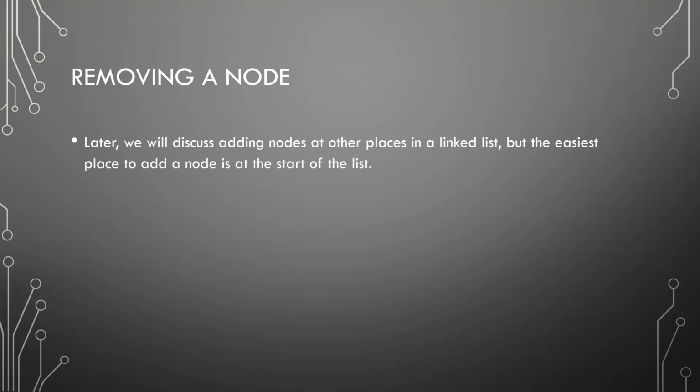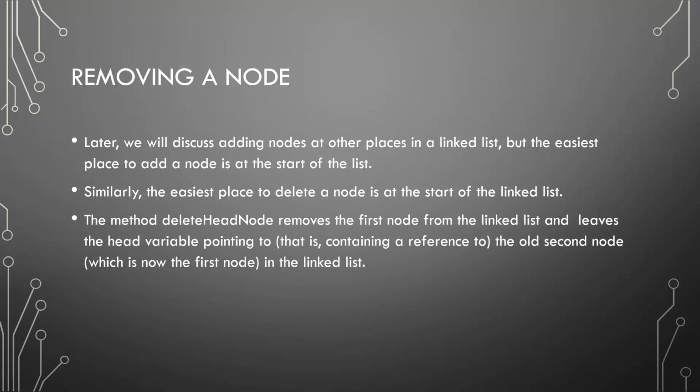Later we'll discuss adding nodes to other places within the linked list as we get further into the chapter, but the easiest way is to place a node at the start. There are other ways, but the easiest, again, is just putting it right at the start. Similarly, the easiest place to delete or remove a node is at the start of the list. If it's easy to put it at the front, it's also easiest to take it off the front. The method delete_head_node removes the first node from the linked list and leaves the head variable containing the reference to the old second node, which is now the first node in the linked list.